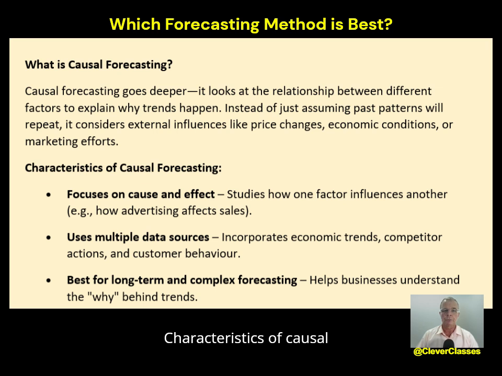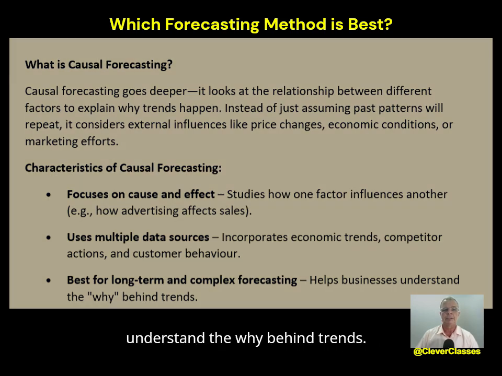Characteristics of causal forecasting: it focuses on cause and effect. It studies how one factor influences another, for example, how advertising affects sales. It uses multiple data sources, incorporating economic trends, competitor actions, and customer behavior. This is best for long-term and complex forecasting because it helps businesses understand the why behind trends.